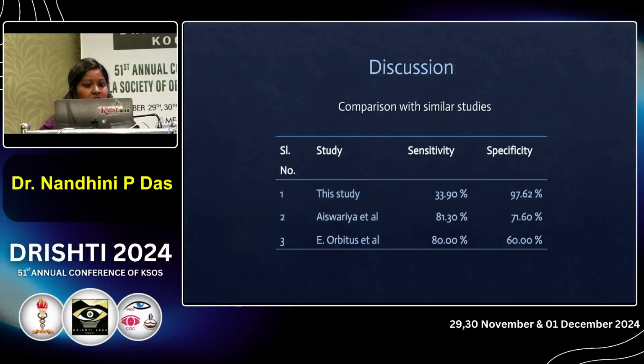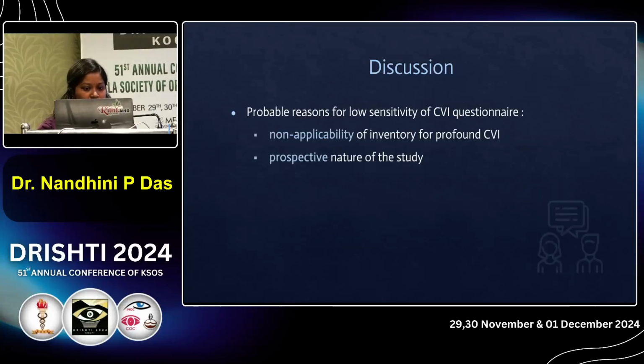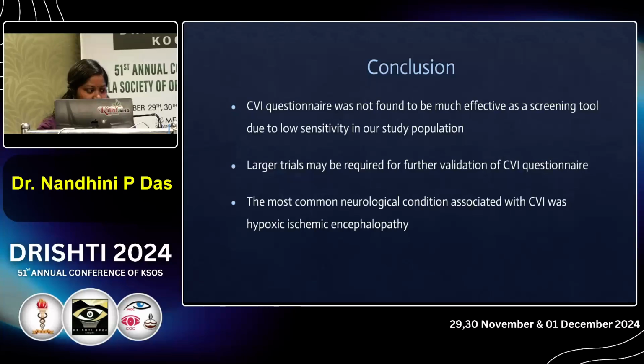So comparison with similar studies is, in my study the sensitivity was 33.90% compared with that of the Aishwarya et al. and E. Orbiter study, which was much less. The probable reason for low sensitivity of the questionnaire may be that a large number of the children in my study group had low function CVI, in whom the responses were not applicable, or maybe the prospective nature of the study.